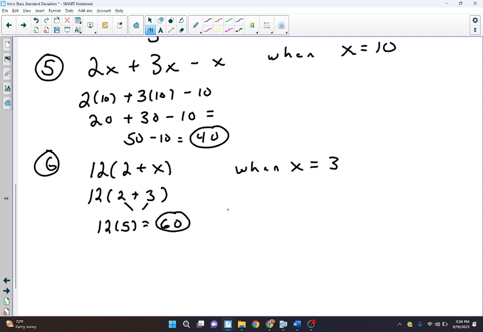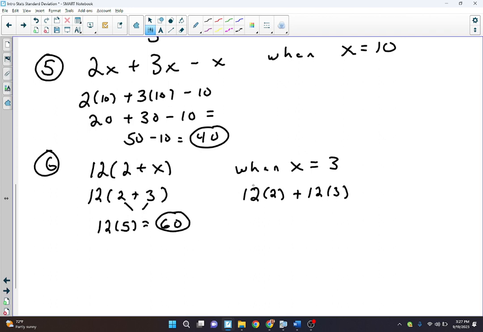I did that in the wrong order. I did 12 times 2 and then plus 3. Okay, look at what he's doing. So it's not the wrong order, it's that you forgot to multiply by the second number.